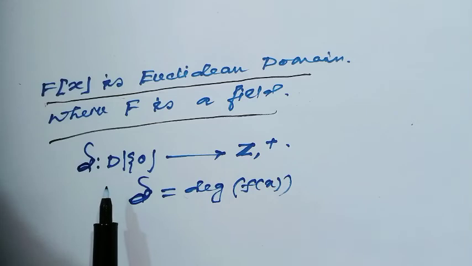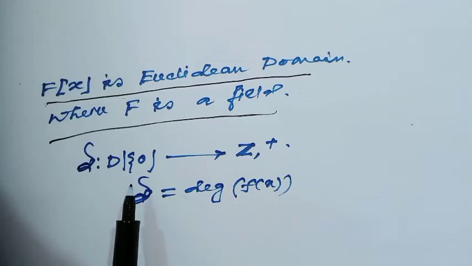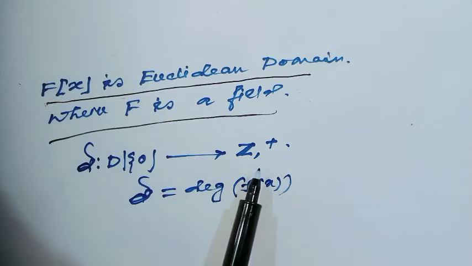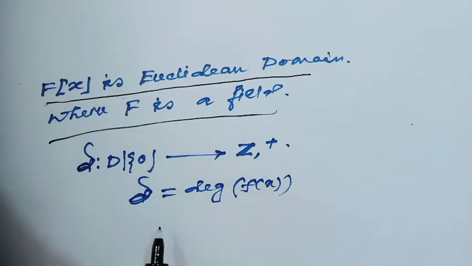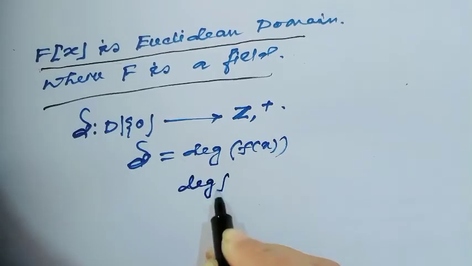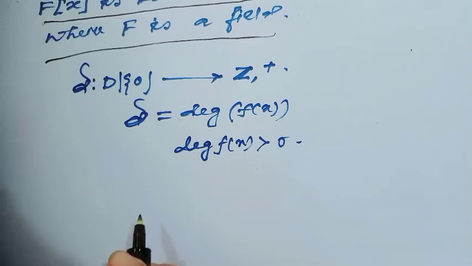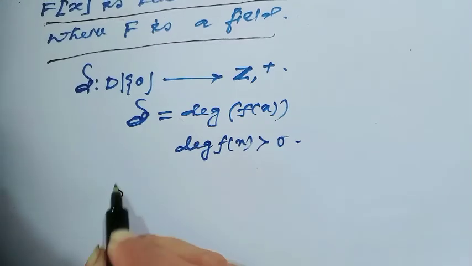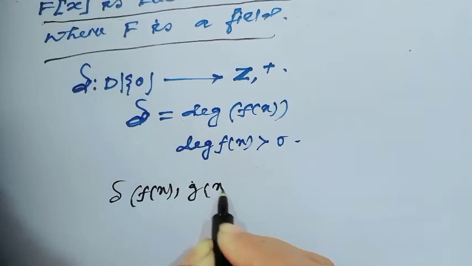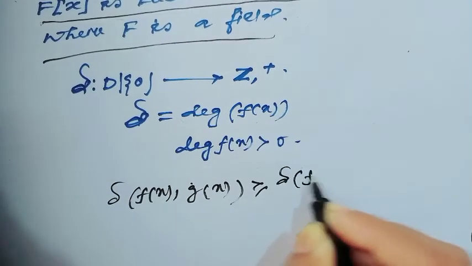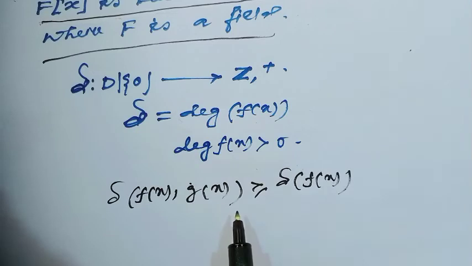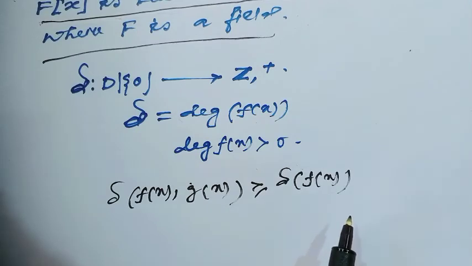For this, the mapping is considered as delta, which maps from D excluding the singleton set 0 to the set of positive integers, and the mapping is such that delta equals the degree of the function. Obviously, degree of f(x) is greater than 0. To prove it is a Euclidean domain, notice delta of f(x)g(x) is always greater than or equal to delta f(x), because the degree of a product of two polynomials is greater than or equal to the degree of a single polynomial. If g(x) is constant, then this is just equal, but otherwise it is greater than or equal.